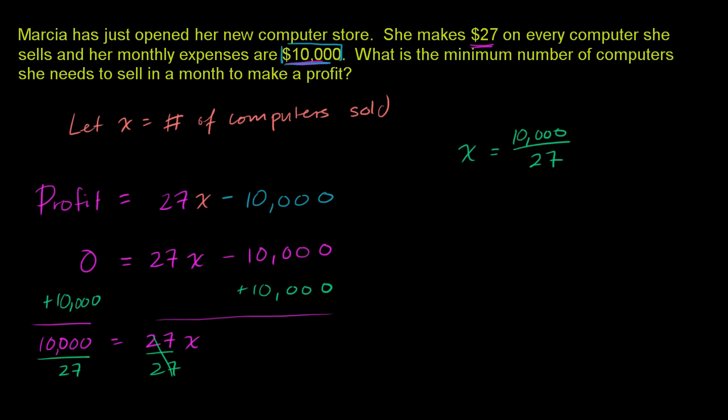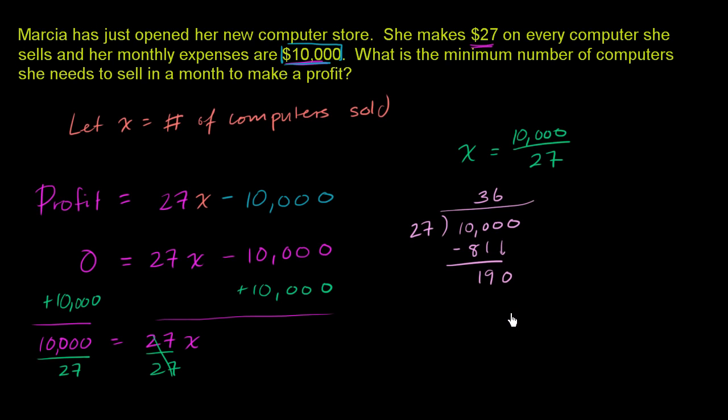Now, what is this going to be? Well, we can do a little bit of long division to handle that. So 27 goes into 10,000. 27 doesn't go into 1, doesn't go into 10. It goes into 100 3 times. 3 times 27 is 81. 100 minus 81 is 19. Then we can bring down a 0. 27 goes into 190 about 6 times. Let's see if that's right. 6 times 7 is 42. 6 times 2 is 12 plus 4, 16.